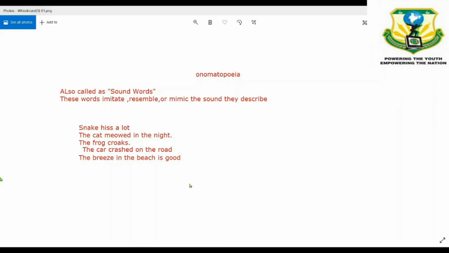So, the imagery which this onomatopoeia gives is called audio imagery or auditory imagery, and this is also called sound imagery. When you read these particular words, you will be imagining the sound of the objects which make that particular word.